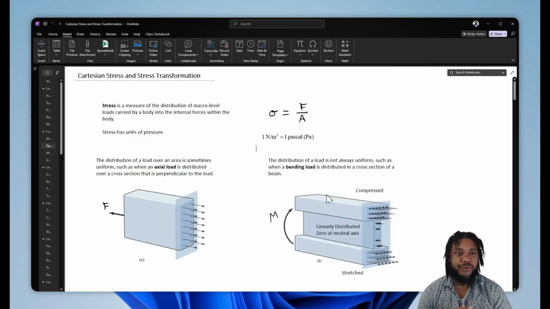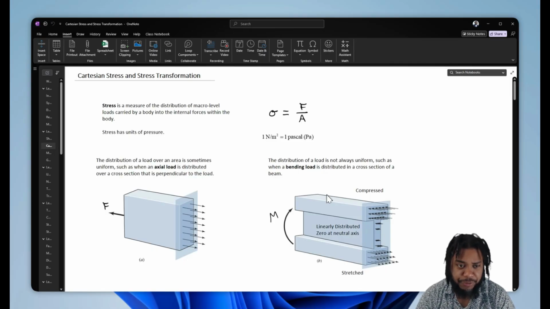So today we're going to cover the concept of stress, Cartesian stress, and stress transformation. Stress is a measure, at a macro level, of force over a cross-sectional area of a body. This force over area measurement is what we call stress, and it's in units of Pascal, which is newtons over meters squared, or it can be pounds over inches squared, which is PSI.